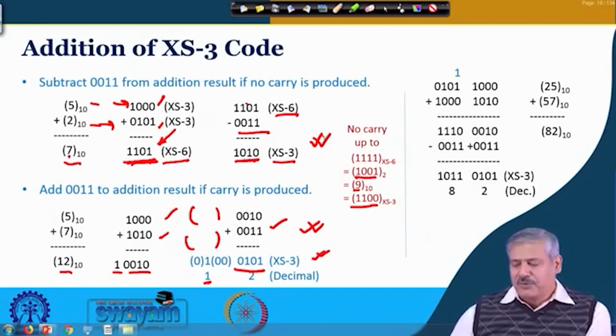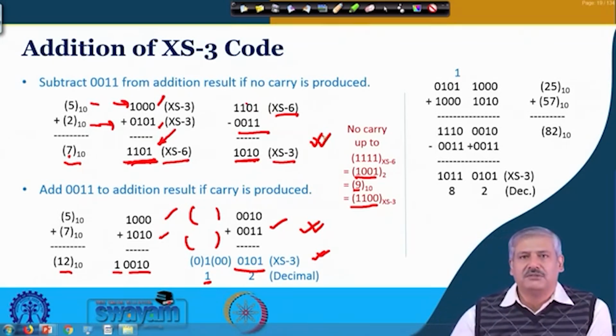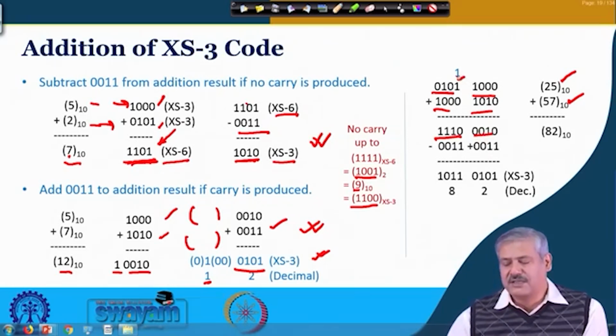Okay. So, if you are looking for addition of decimal numbers with 2 digits, this is an example. So, 25 is added with 57. So, 25, 2 and 5, and 5 and 7, they are represented in excess3. So, this is the addition result. Okay. So, in that addition result here, carry 1 is generated.